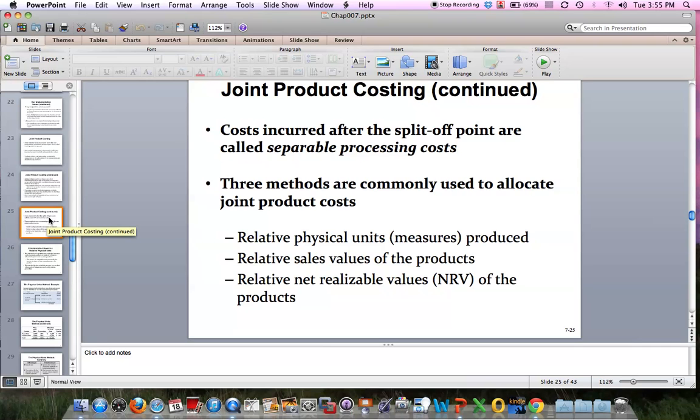So cost after split off are what they call separable processing cost, and we know what those are. Those are directly traceable to that specific product. So when it comes to your joint cost, the cost incurred up to split off, there's three ways to allocate those. Seems like we always have three ways to do anything. You can see what the methods are here: physical units or measures produced, sales value of the products, and then what they call the NRV, or net realizable value, of each product.